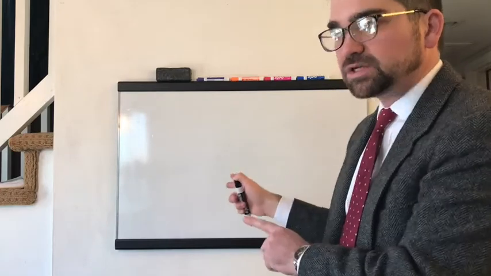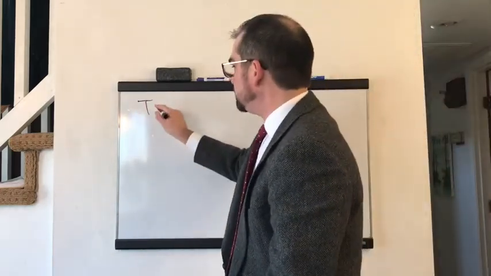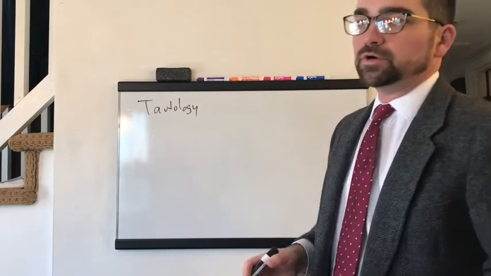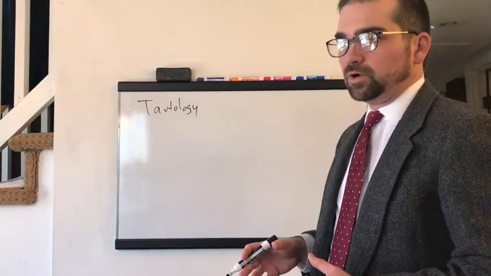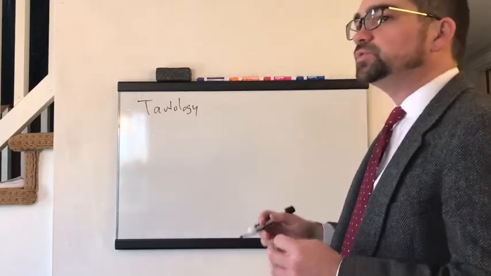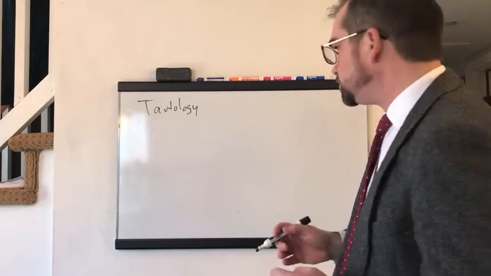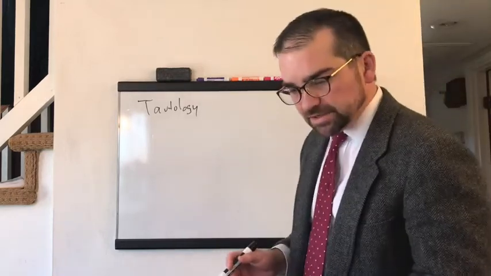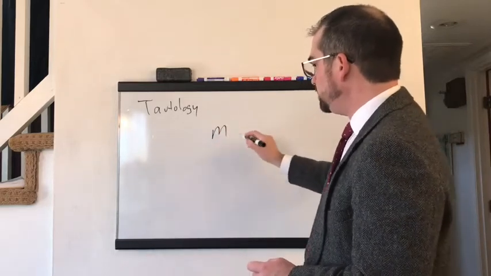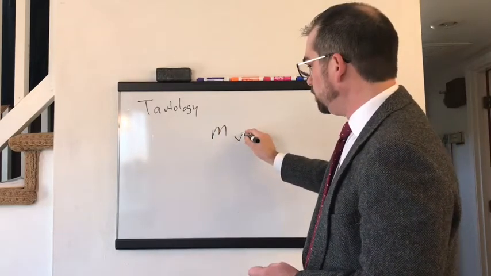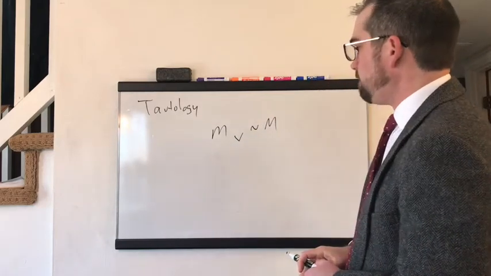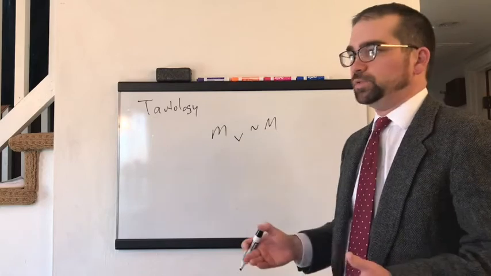The next thing is a tautology. A tautology is when two arguments are always true due to their structure. So I could say that either I am a man or I am not a man. That's always going to be true.